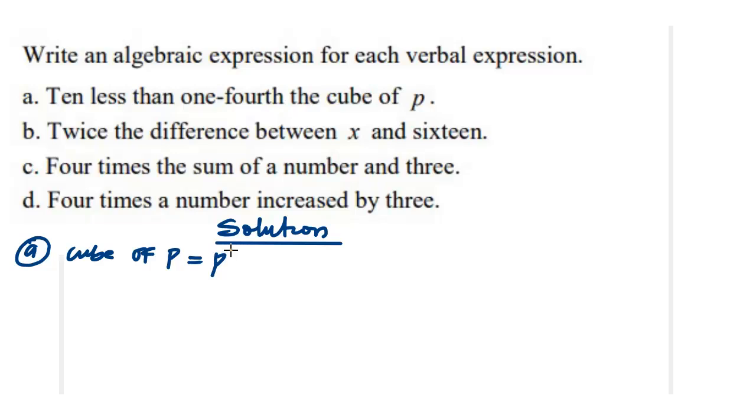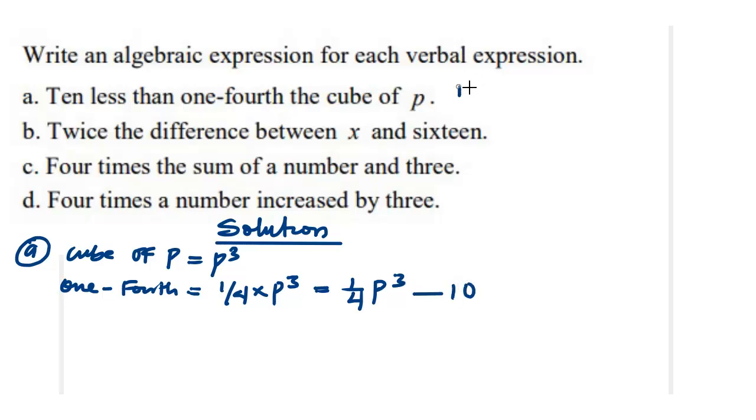So cube of p is what? P raised to power 3. Then 1/4 of it, 1/4 the cube of p, that will be 1/4 times p cube. And we're told that 10 less than it. So if 10 is less than it, that will be minus 10. So the answer to this is 1/4 p cube minus 10. So you notice that we interpreted it from the last statement, then back to the first statement.